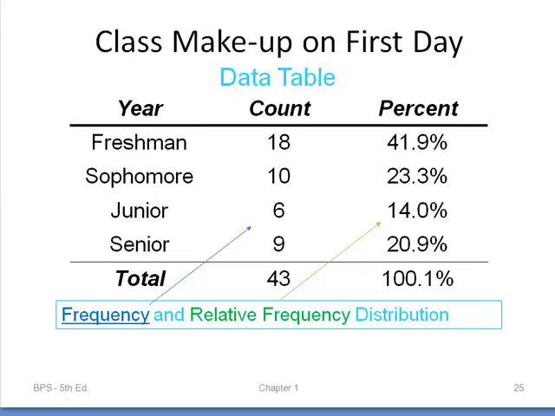Now that's a table way to display the information. We can also, because this data is categorical, in other words, we're saying what is the grade level of the student that's in the class, it's categorical, we can display it either using a pie chart or a bar graph. So let's take a look at what that would look like.